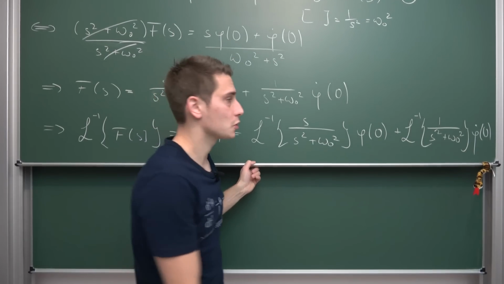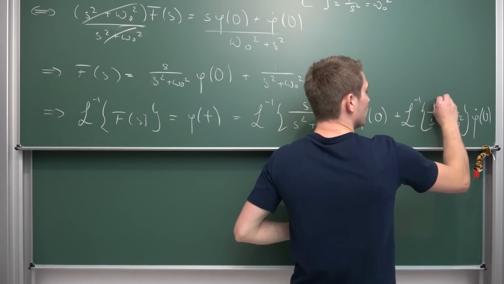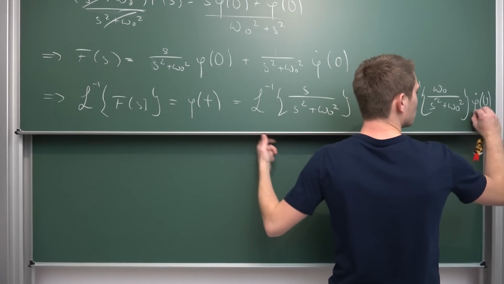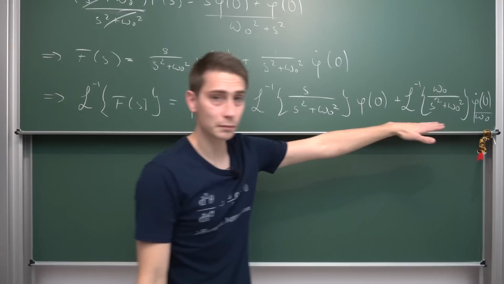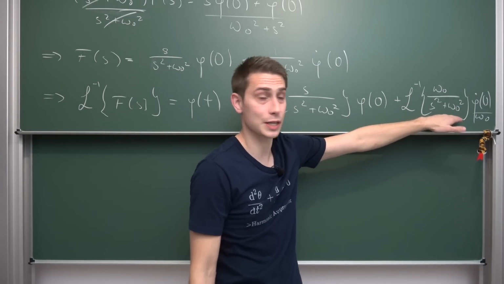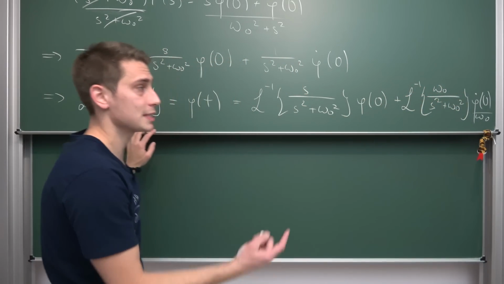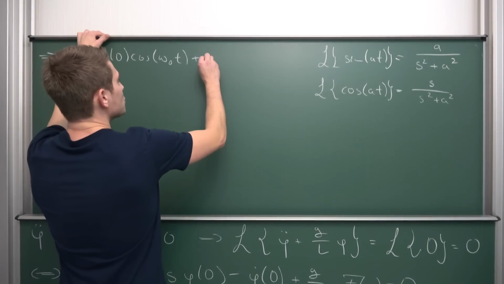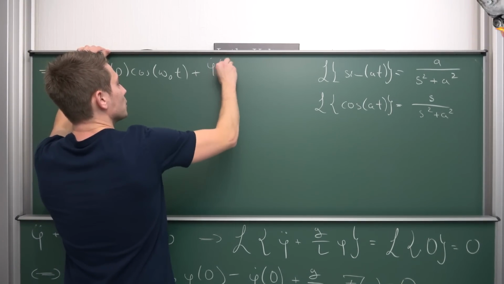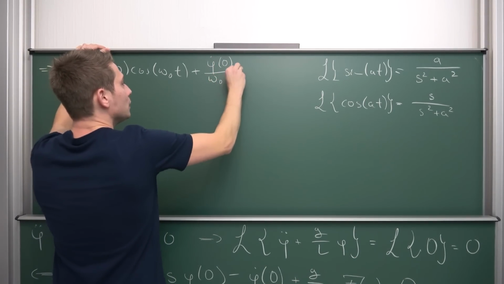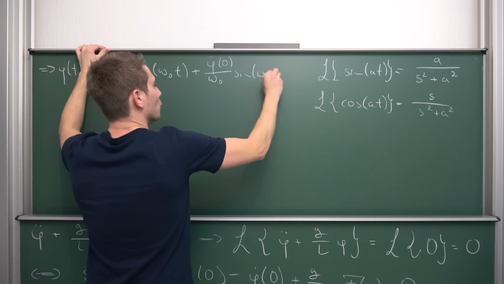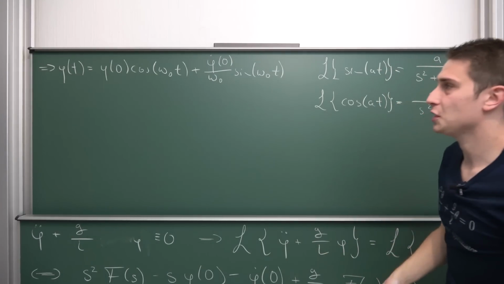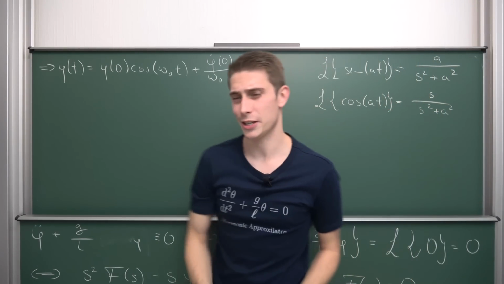Meaning overall, we are going to multiply this fraction with omega naught, but we are also going to divide this fraction by it, meaning we bring the omega naught to the outside. And hence this is an equivalent expression where this inverse Laplace transform is nothing but the sine of a times t, where our a is omega naught. Meaning this is going to be phi dot of 0 divided by omega naught times the sine of omega naught times t. And this is basically the solution to our differential equation. This is the most general solution that you can actually get.